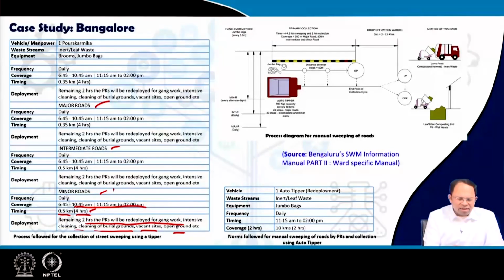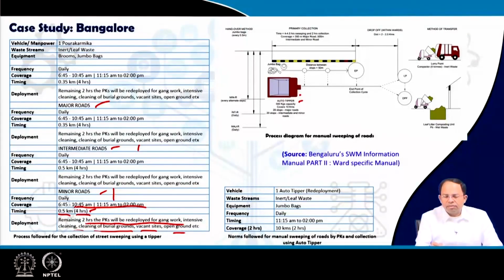So more or less it's the same for all the streets, and only the number of workers deployed on different sides of streets is different. Over here you can see the same thing. An auto tipper with 500 kg capacity is waiting over here. That is the vehicle that these cleaners come with.